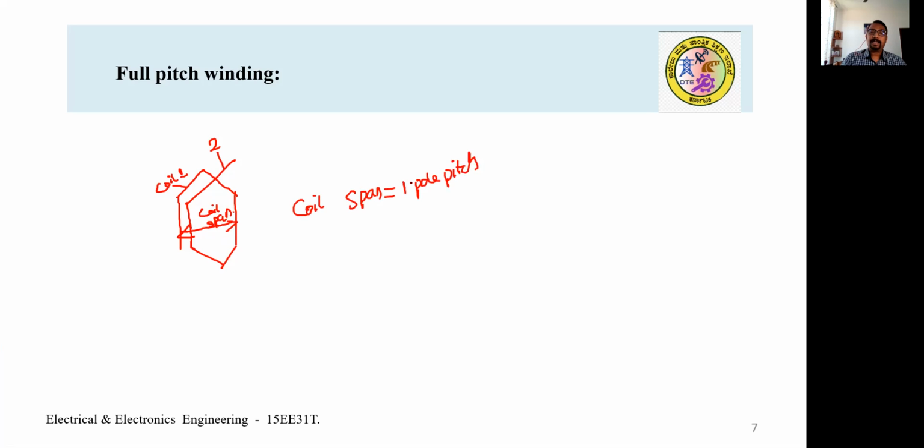If the coil span is always equal to one pole pitch, what does that mean? It means 180 electrical degrees. Then the winding is called a full pitched winding. So what is the meaning of the full pitch winding?